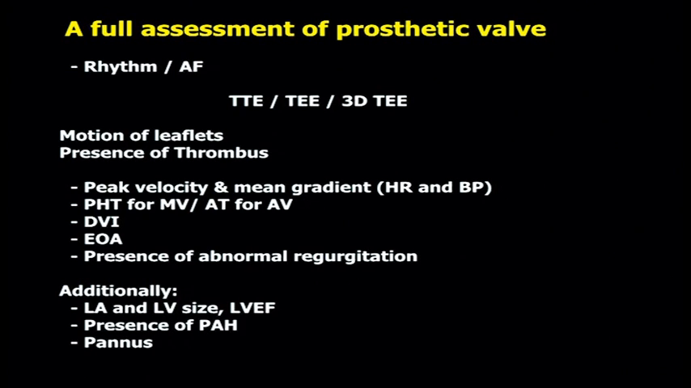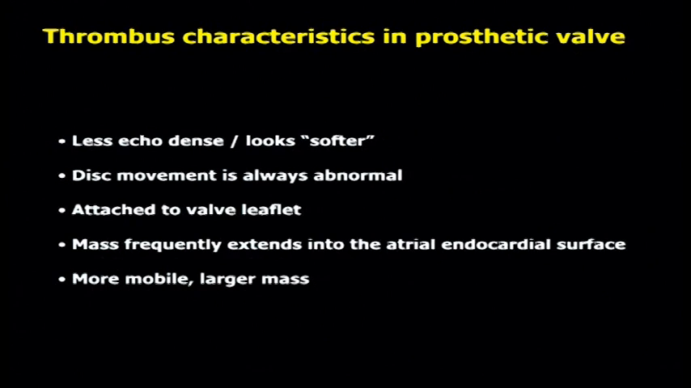We'll be looking at the motion of the leaflets, whether they are reduced in mobility, whether there's a presence of thrombus, and also looking at the Doppler parameters, especially the gradients, and then the various other parameters which I've listed out here. And also we'll be looking at the left atrial and left ventricular size and the ejection fraction, which also matters in terms of the risk factors for developing a thrombus, and also the presence of PH as a sequela, and also a pannus, which can lead to a condition where you can have a pannus thrombus also.